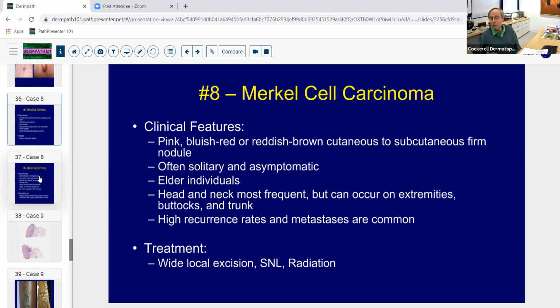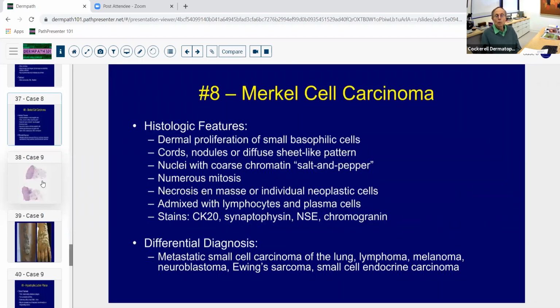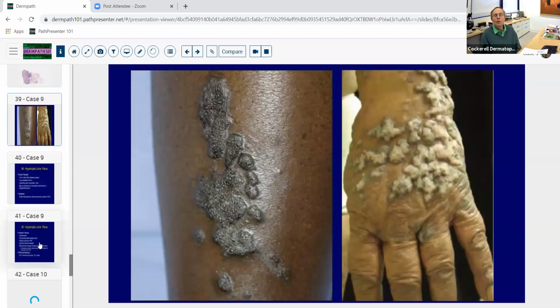You can do a TTF1 stain, thyroid transcription factor 1. If that's positive and the CK stains are negative, that favors metastatic small cell as opposed to the primary Merkel cell carcinoma. It's not 100%, but it favors it, and we do that stain also. So just remember this staining pattern, very characteristic of Merkel cell, and the differential diagnosis includes all these other entities that can give you neuroendocrine differentiation as well.